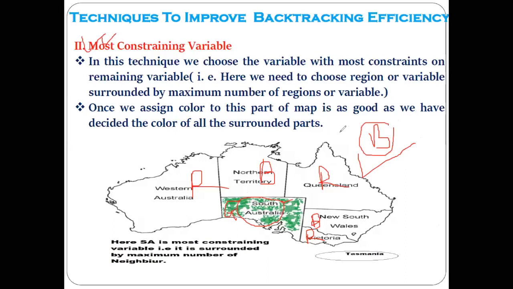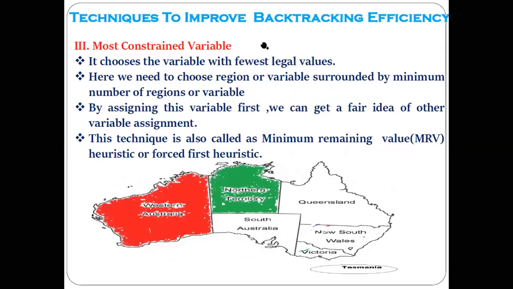Understood? Yes, sir. The same thing I have mentioned here. SA, that is South Australia, is the most constraining variable. That is, it is surrounded by the maximum number of neighbors. So we choose this variable first, and we try to assign a color to it. Understood the second technique? Yes, sir. Okay. See the next.